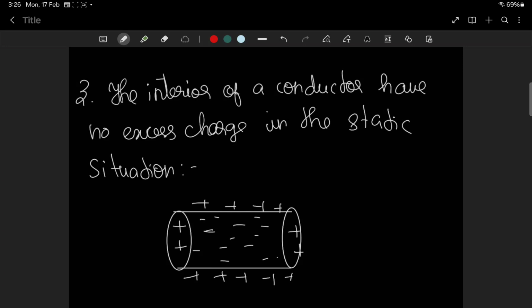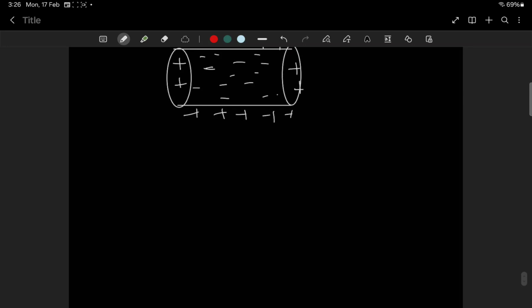So understand that the interior of a conductor has no excess charge in the static situation. There cannot be any excess charge. Otherwise, we would get shocked when we touch copper and all. That is not happening. So the interior of the conductor should not have any excess charge in the static situation.